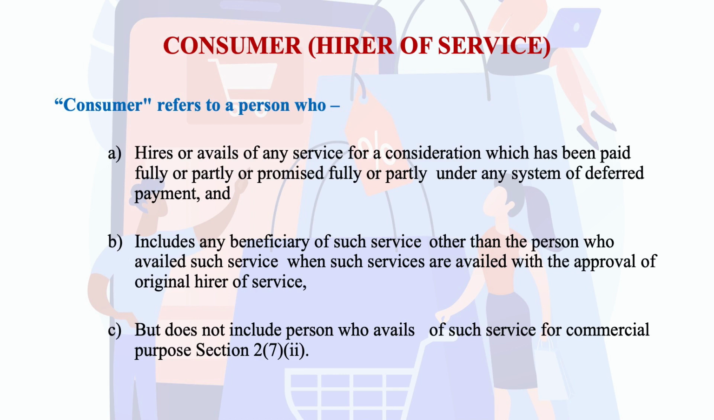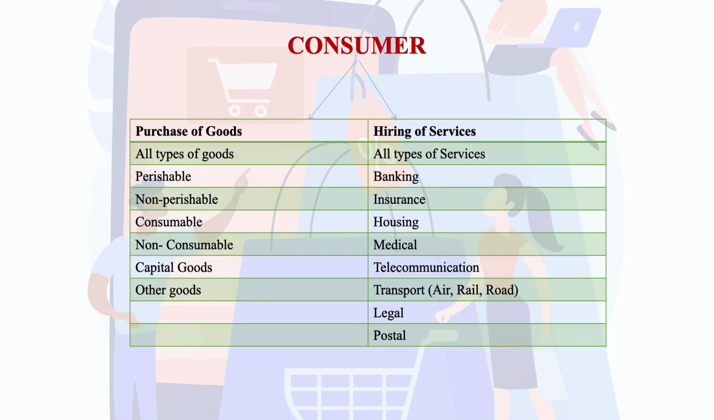Let me also come back to what services are covered under the Act. All types of services, including banking, insurance, housing, medical facilities, telecommunication, and transport, which includes air travel, rail travel, and road transport. All those things are covered under this.